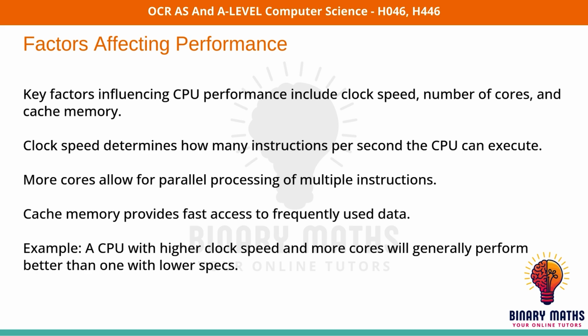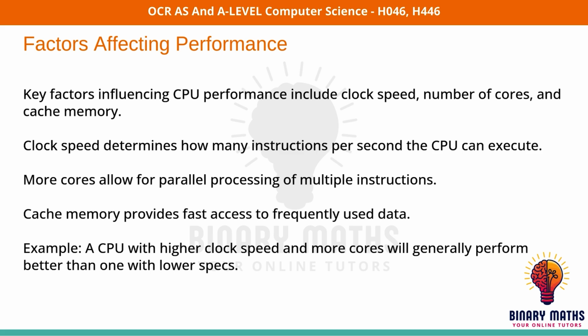Several key factors influence CPU performance: clock speed, number of cores, and cache memory. Clock speed determines how many instructions per second the CPU can execute. More cores allow for parallel processing of multiple instructions. Cache memory provides fast access to frequently used data. For example, a CPU with a higher clock speed and more cores will generally perform better than one with lower specs.